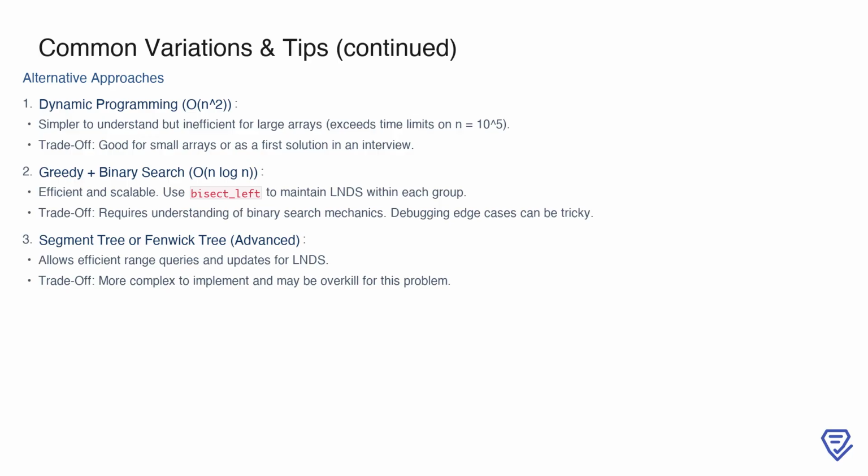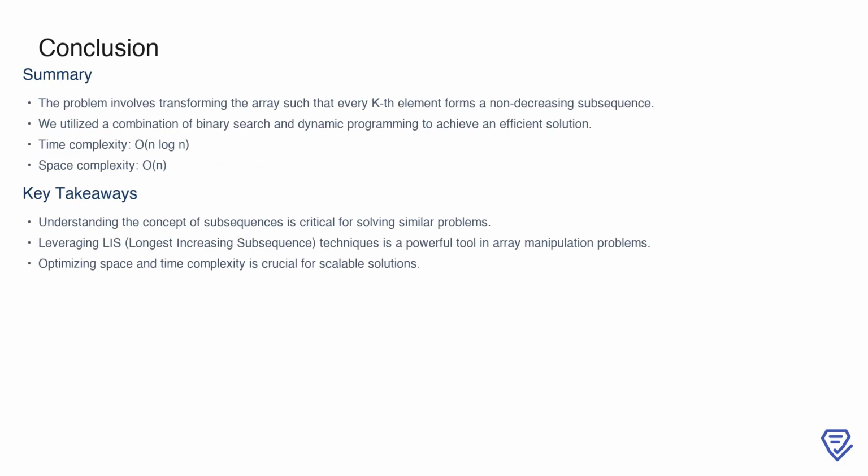Each approach has its advantages and trade-offs, so understanding the constraints and choosing the right method is key to solving the problem effectively. Thank you for watching this walkthrough of LeetCode problem number 2111, minimum operations to make the array k-increasing. We explored the problem, broke it down into manageable steps, and implemented an efficient solution.